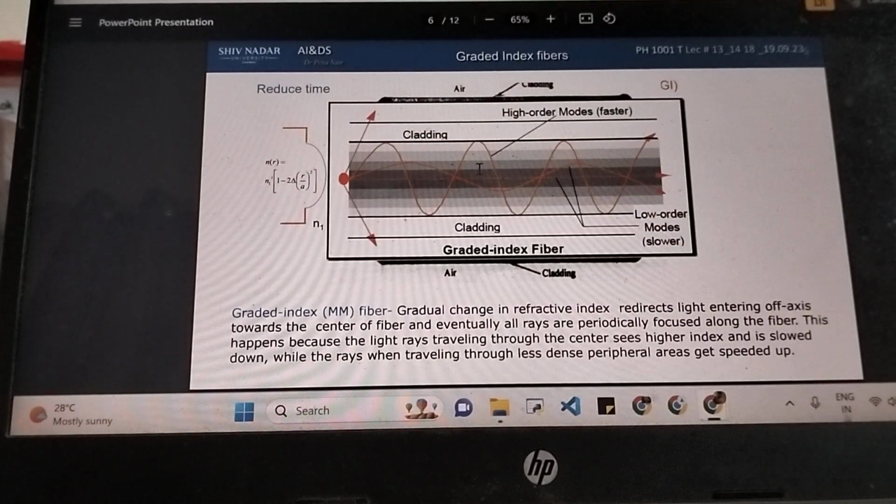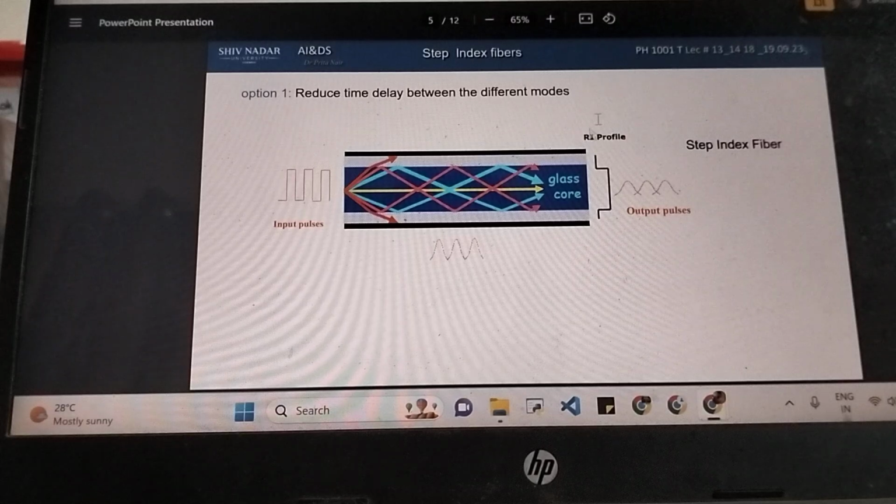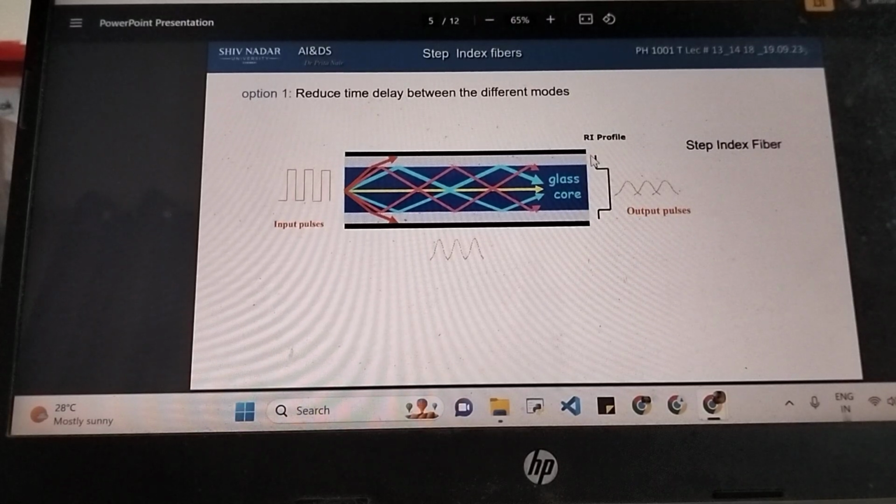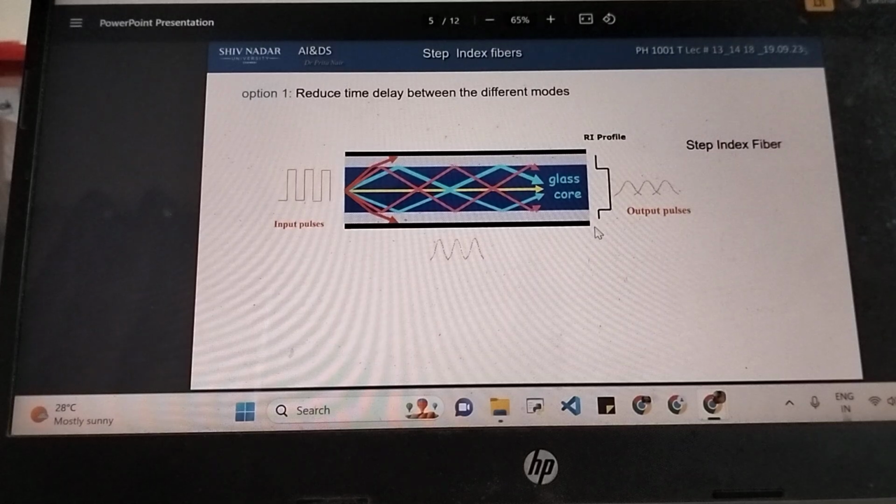When you look at the structure of your optical fiber here, you have a cladding and a core. This is the refractive index of the cladding and this is the refractive index of the core. So why do we call this a step index fiber? Because there is a sudden, abrupt increase from the RI of the cladding to the core. It's like a step almost.